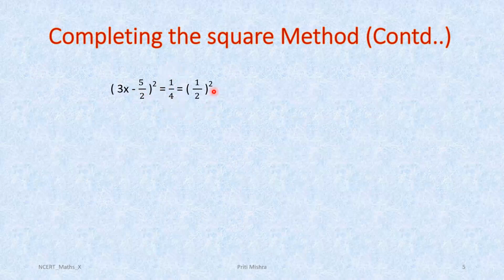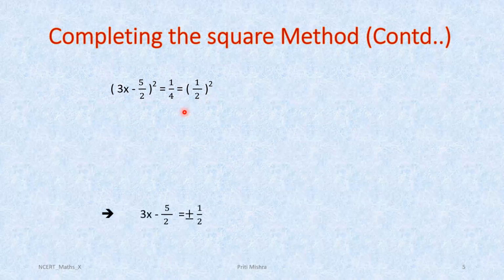Now 1/4 can be written as (1/2)². See, we have converted the given quadratic equation into the form of a square. Now we can compare these two terms, as here we have an equality sign. As these two terms involve squares, in order to remove the square, we are going to take the square root of both the terms.